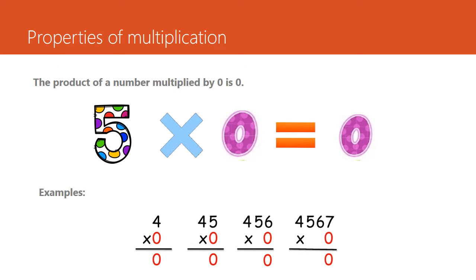The next property is that the product of a number multiplied by 0 is 0. For example, if we multiply 5 with 0, then the answer will be 0. A few more examples with bigger numbers are also given.